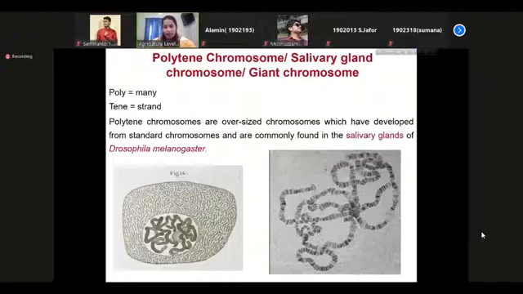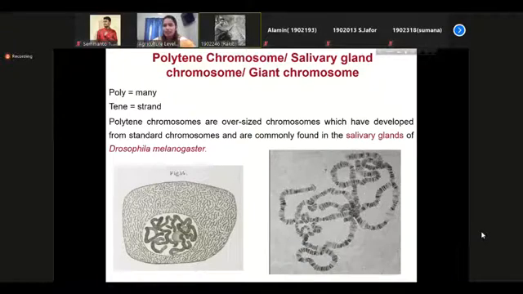Why? About the name of this polytene chromosome, I told you that whenever you get any scientific word, always try to understand what it is from the name of the word. Poly means many and tene means strand. That means the chromosome which has many strands is called polytene chromosome. So how can a chromosome get many strands?